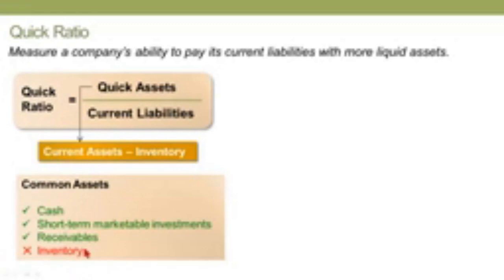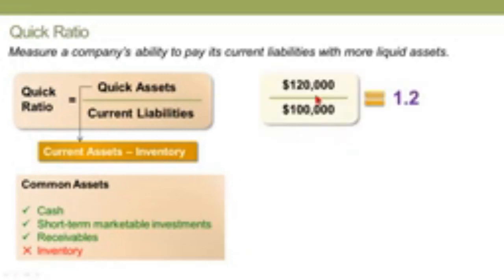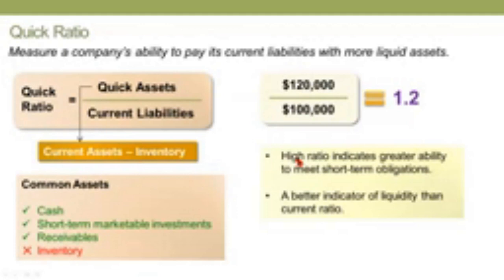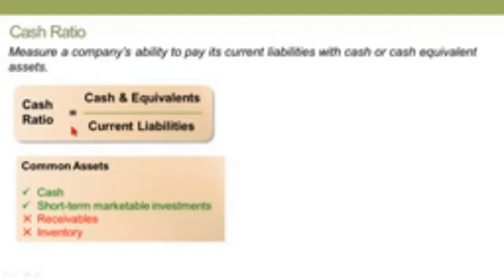But notice here the primary difference, we're excluding inventory. That's a current asset, but we're not going to include inventory in the quick ratio. So in this case, quick assets might be $120,000, same current liabilities of $100,000, and we're going to get a quick ratio of 1.2. And then we're going to zoom in even further with an even more conservative ratio.